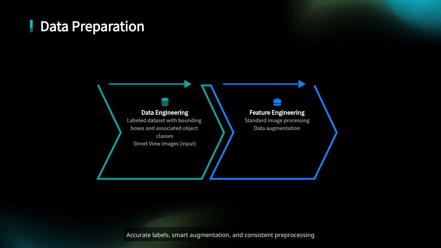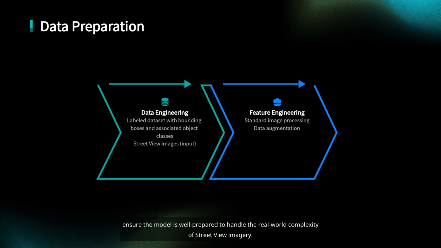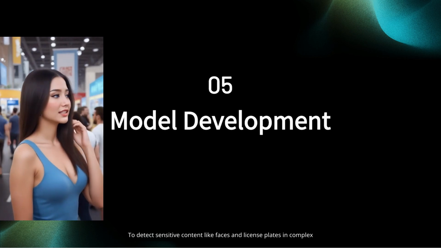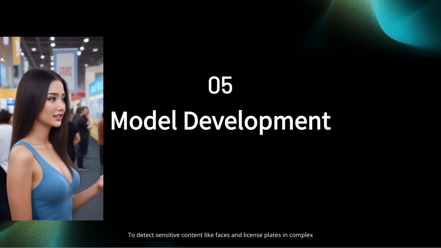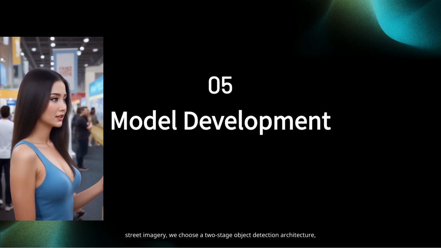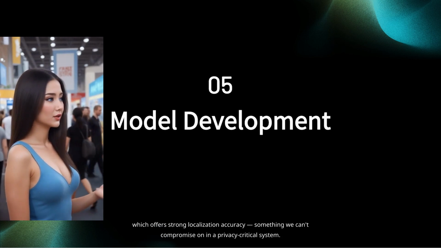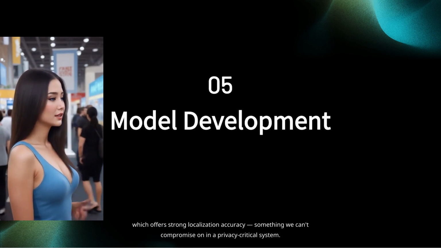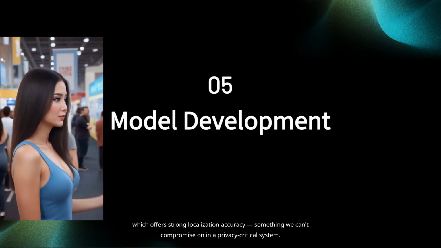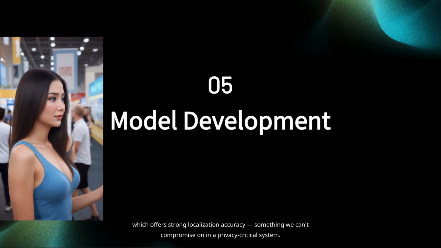Accurate labels, smart augmentation, and consistent pre-processing ensure the model is well prepared to handle the real-world complexity of Street View imagery. To detect sensitive content like faces and license plates in complex street imagery, we choose a two-stage object detection architecture, which offers strong localization accuracy, something we can't compromise on in a privacy-critical system.